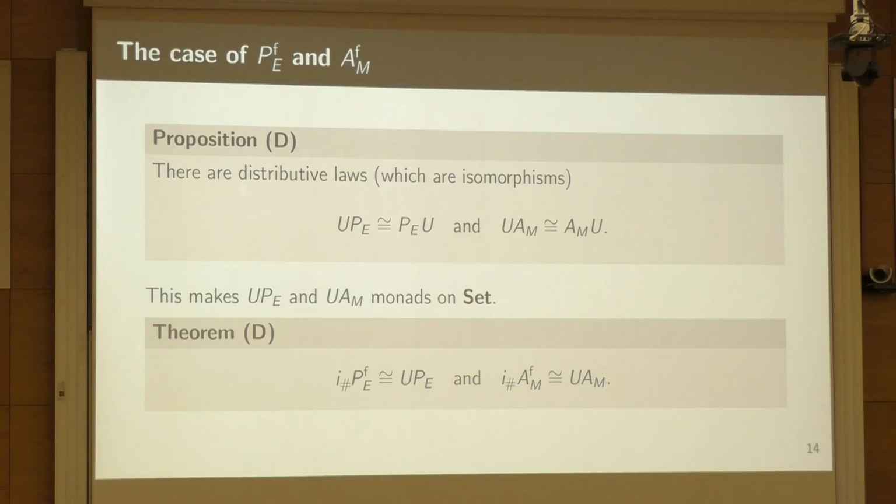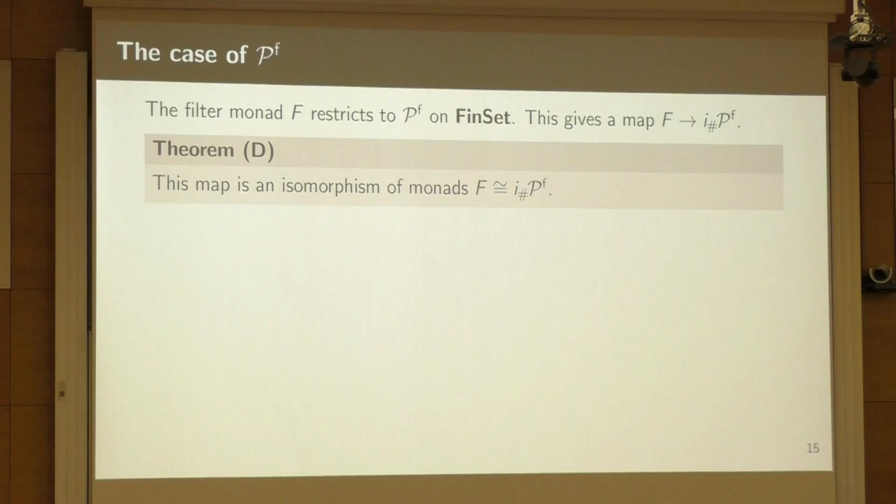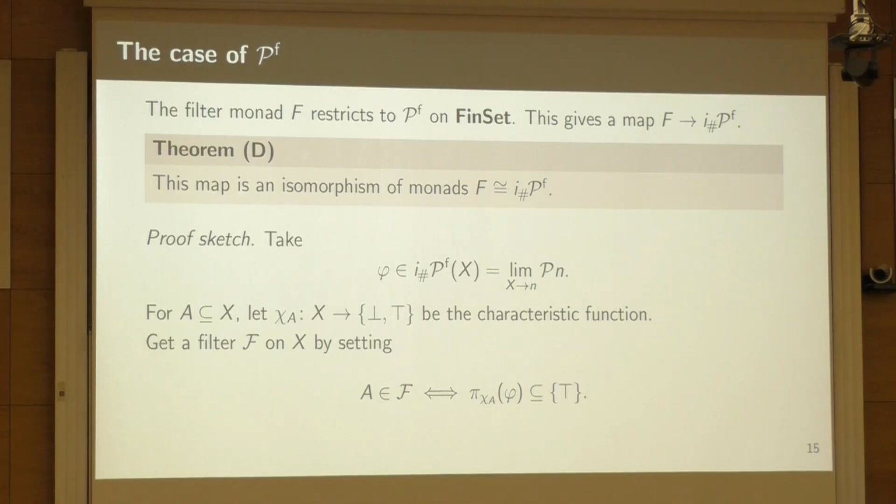The other example is a little more interesting. There is one well-known monad on sets that also restricts to the power set monad of finite sets, and that's the filter monad, which sends a set to the set of filters on its power set. Because it restricts to this power set monad on finite sets, we again get a map of monads like this, and the interesting thing here is that this is the monad that you get by pushing forward the power set monad on finite sets to all sets. We have a map here, and we just need to show that this is an isomorphism of monads. I'll give you a brief idea of how you can do that.